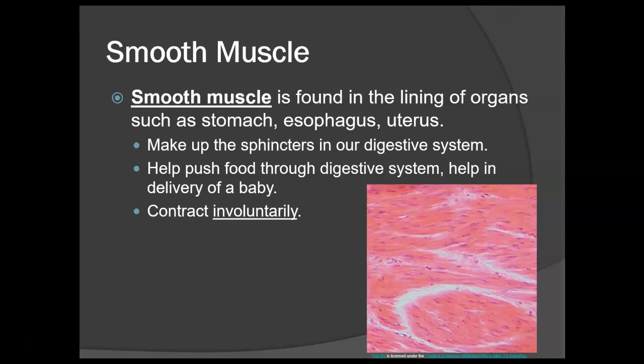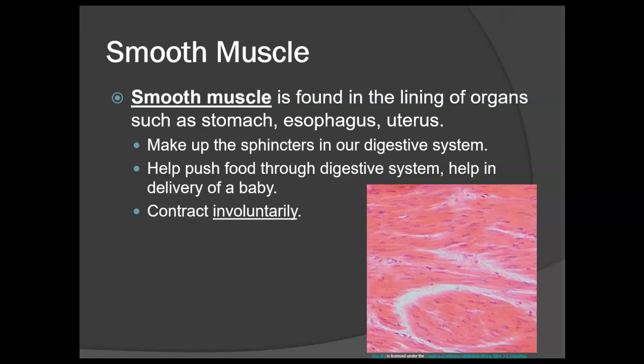Smooth muscle. We find smooth muscle all over the body as well, and these are found in our internal organs. So things like the linings of the stomach, we talked about the muscles in the stomach, the esophagus, the muscle that pushes the food down through peristalsis, is a smooth muscle. The muscles in the walls of the uterus that are used to give birth to a child are also smooth muscles. They also make up the sphincters in our digestive system. So the lower esophageal, the pyloric, and the anus are all sphincters, and they're all smooth muscle.